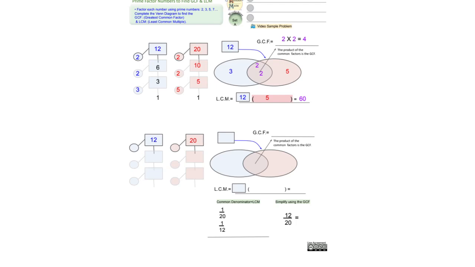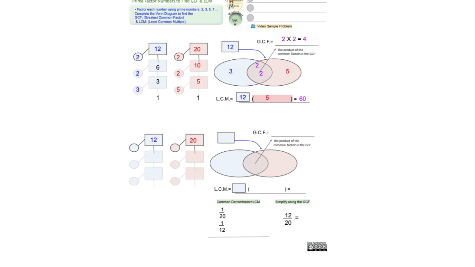Okay, we're going to prime factor two numbers so we can find the greatest common factor and the least common multiple. We're going to use a Venn diagram to organize all this information. So the first thing we're going to do, we're going to look at 12 and 20. And what we're going to do is start prime factoring, start with 2, and then work your way up.